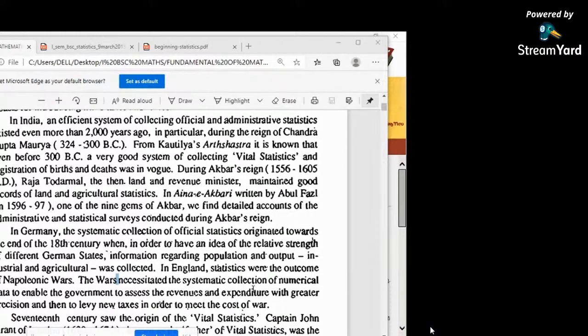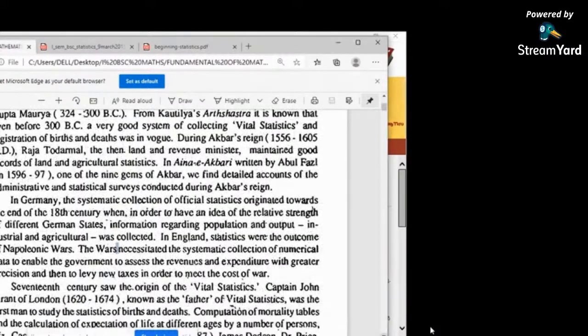In England, statistics were the outcome of the Napoleonic wars. Wars necessitate the systematic collection of numerical data to enable the government to assess revenues and expenditure with great precision, and then to levy new taxes in order to meet the cost of war. So at the time of war itself, statistical data collection started.